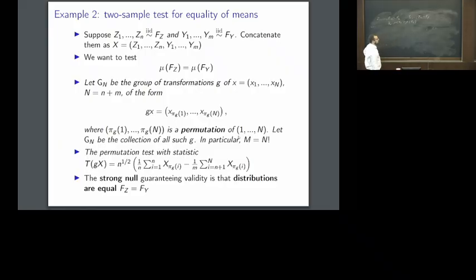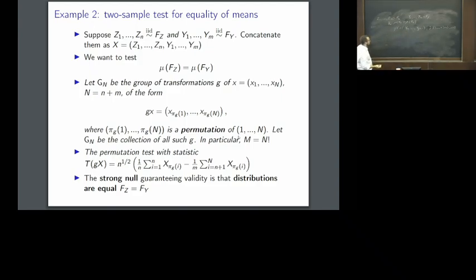I'm going to pick as my group the permutations. So Gx is a permutation of x. I can think of G as an n by n permutation matrix, but I can also think of it as the function from 1 to n to 1 to n that permutes the indices accordingly. So I can think of it this way.